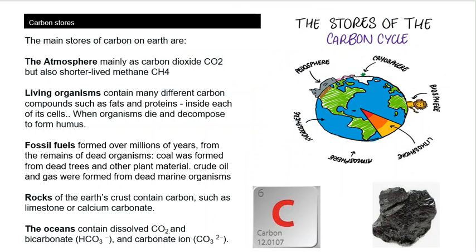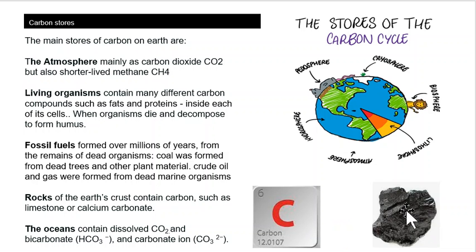Okay, so let's look at this in a little more detail. Carbon stores: the main stores of carbon on Earth. Carbon stores are places where carbon is stored. Carbon is the sixth element on the periodic table. It has the chemical symbol C, and an atomic mass of 12 atomic mass units. Carbon is really important in nature, as we've seen. It's the backbone of a lot of very important molecules and processes like photosynthesis and respiration. This is what pure elemental carbon looks like.